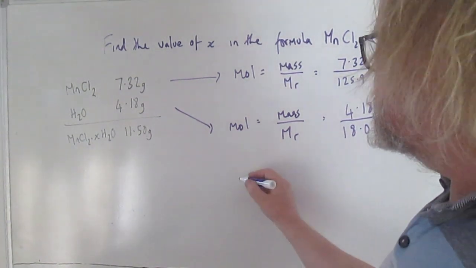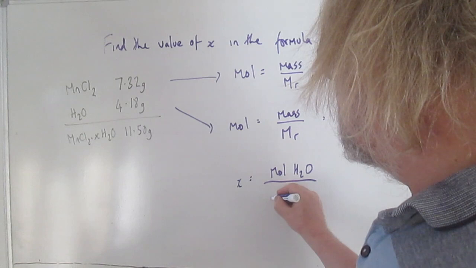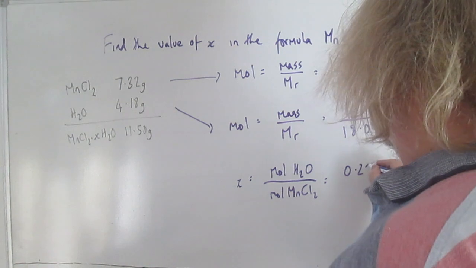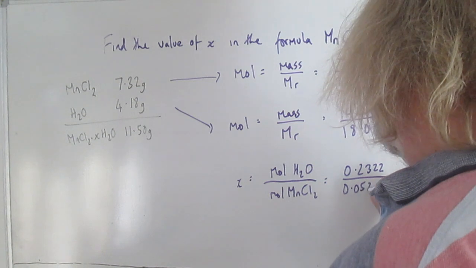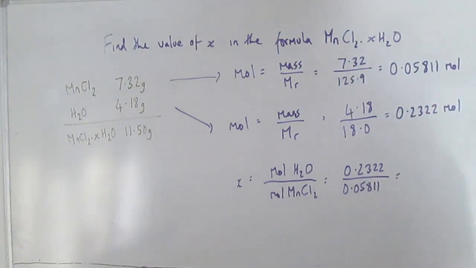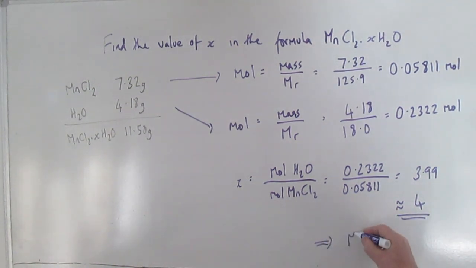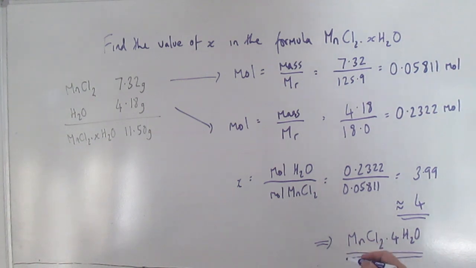But we can work out what x is, because x is just the ratio of moles of water divided by moles of manganese chloride, which is 0.2322 over 0.05811, which comes to 3.99, but we're expecting it to be a whole number, so obviously that's approximately equal to 4. So the answer is that manganese chloride crystallizes as the tetrahydrate, MnCl2.4H2O.